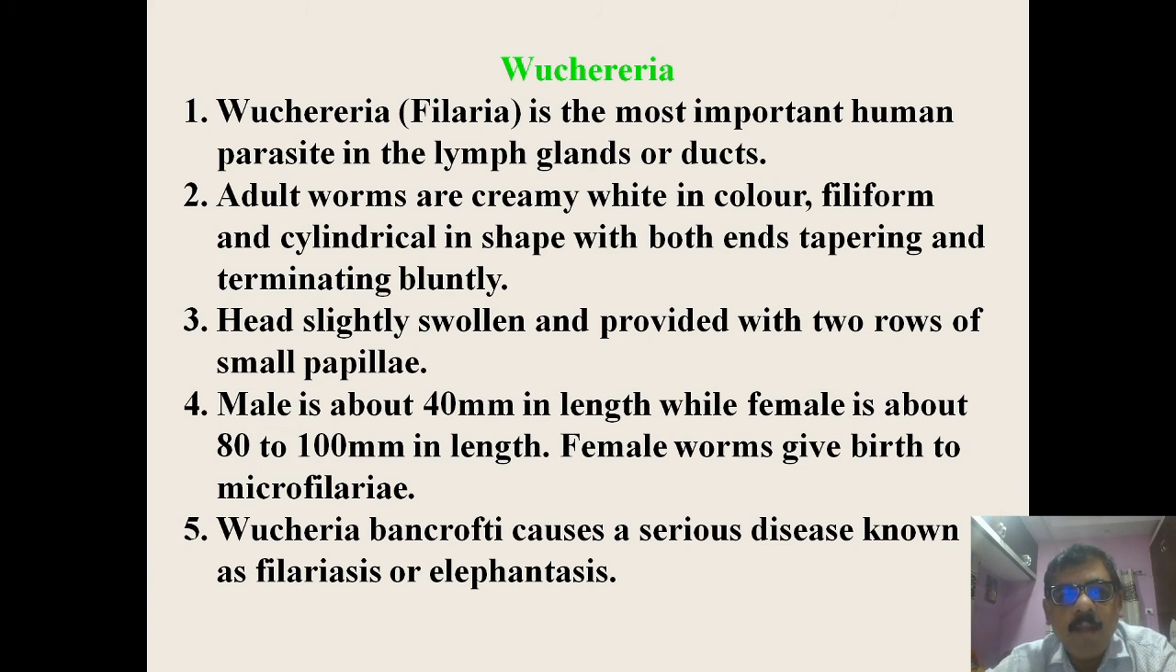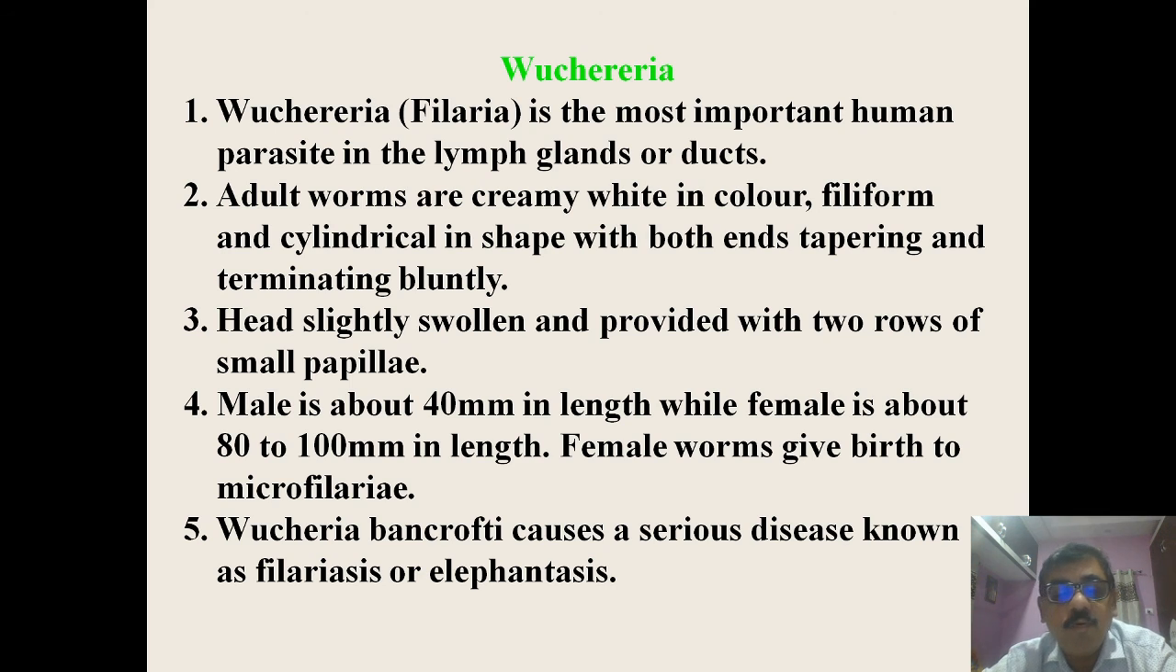Wuchereria, or the filaria worm, is the most important human parasite, and it lives in the lymph glands or ducts. Adult worms are creamy white in color, filiform and cylindrical in shape. Both ends are tapering and terminate bluntly. The head is slightly swollen and provided with two rows of small papillae. The male is about 40 millimeters in length, while the female is about 80 to 100 millimeters. That means the female is twice as big as the male.